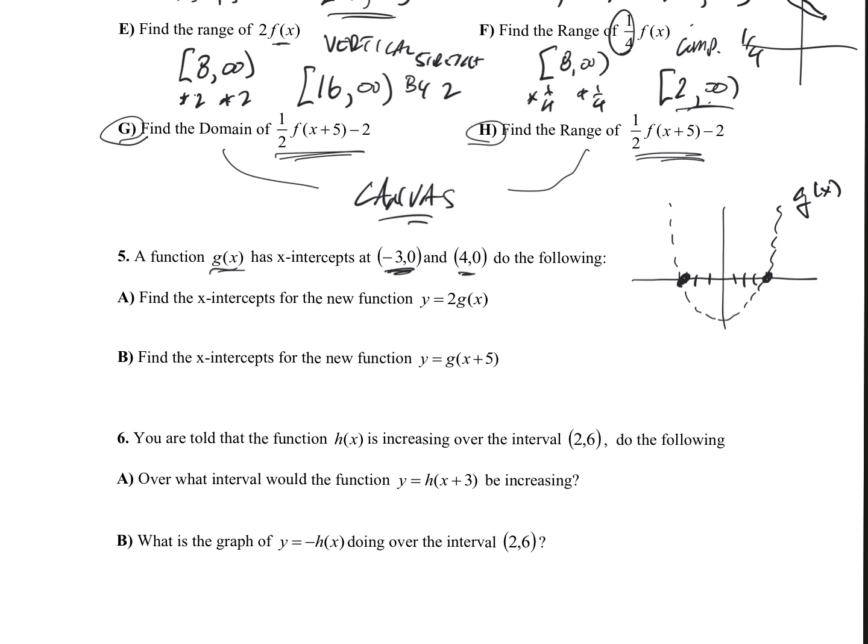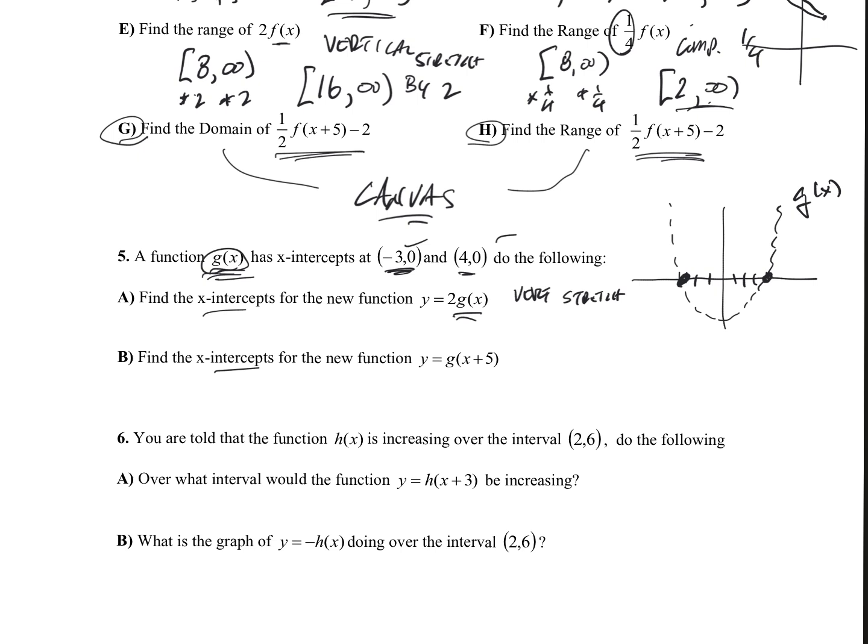That doesn't mean it has to be the parabola. I'm not clearly defining it, I'm just finding a picture. I'm just giving myself a concrete example of a function g with x-intercepts at -3, 0 and 4, 0. So what are my new intercepts going to be if I multiplied the function by 2? Well, again, this causes what I call a vertical stretch.